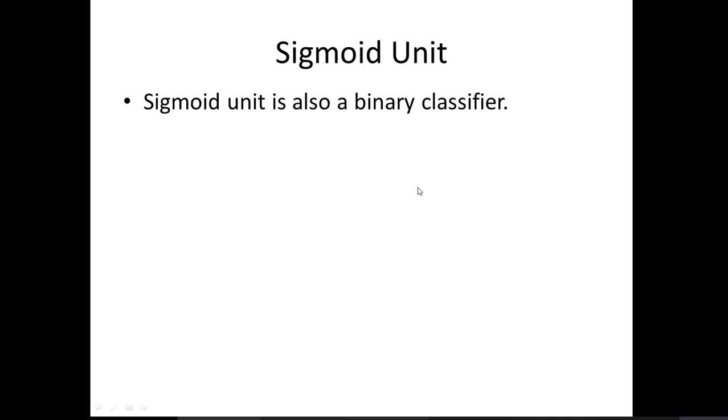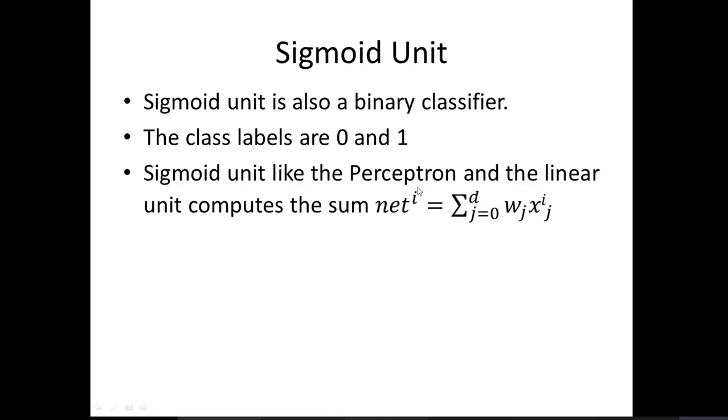So the sigmoid unit is also a binary classifier, as I said. Now the class labels are given as 0 and 1, not 1 and -1. And what is the working principle of the sigmoid unit? The working principle of the sigmoid unit is almost similar to the perceptron. It calculates the network sum when it classifies. When it is ready for classification, it is understood that the weights are already learnt, the parameters are already learnt. So when you give an input sample, it will calculate the network sum.